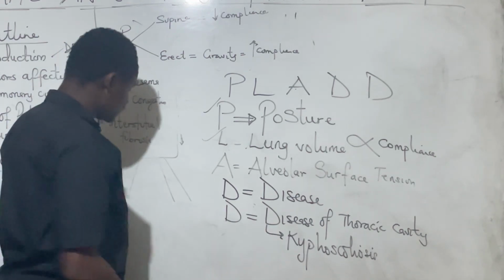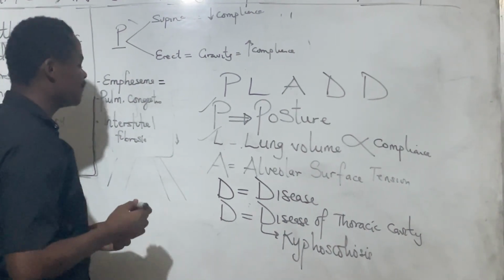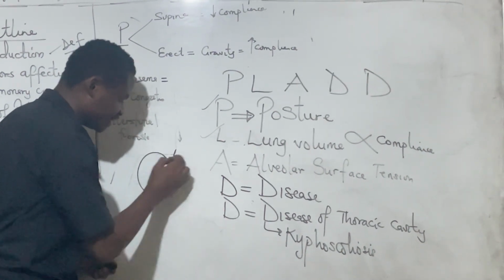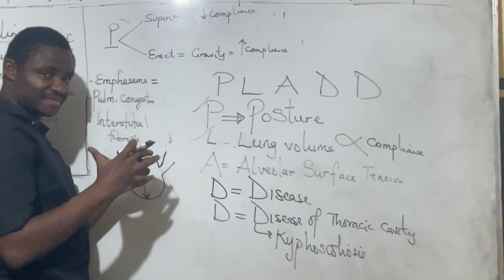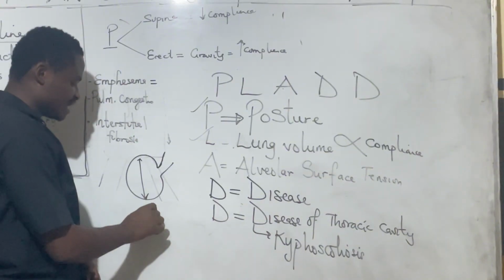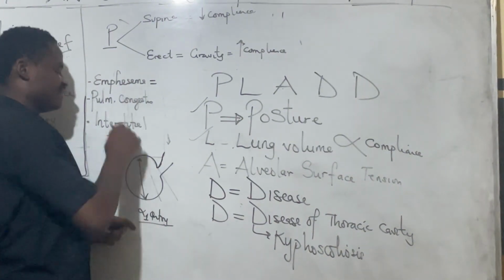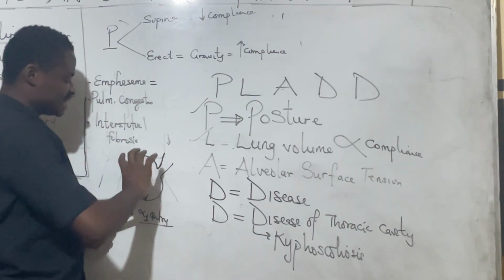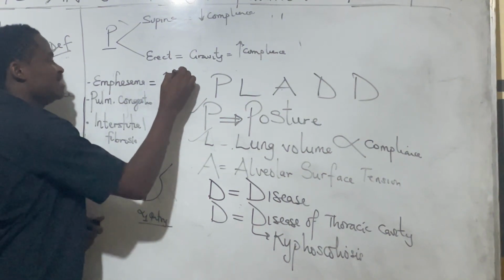Now, for the first one, emphysema, let me give you an example. This is the alveoli here. The alveoli remain quite distended, quite dilated, probably because of an absence of an enzyme called alpha-1 antitrypsin. Alpha-1 antitrypsin has been implicated in people with emphysema. So the lungs just remain so stretchable, so distended, so compliant. So a disease like this will increase compliance.